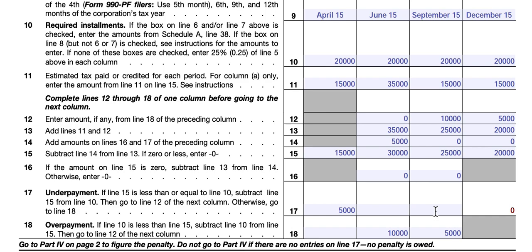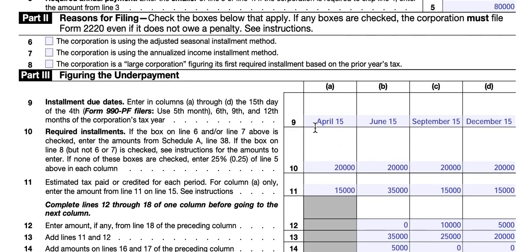Okay? Now, in any situation where there is no figure entered on line 17 at all, that means you withheld the appropriate amount of tax throughout the tax year. You do not owe an underpayment penalty. You don't need to complete part 4, although you may still need to keep this form if you used either of the adjusted seasonal installment method or the annualized income installment method.